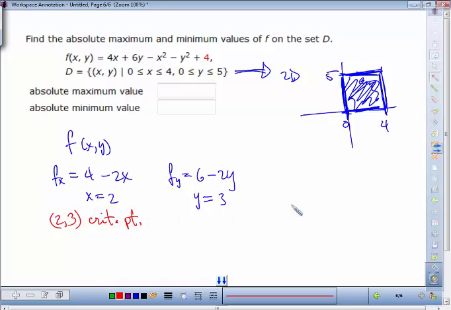So is that critical point inside? That critical point is in here. So we want to check this critical point by putting it into the function. And then we want to check to see if any part of this boundary, your function will dip down or will go up high.